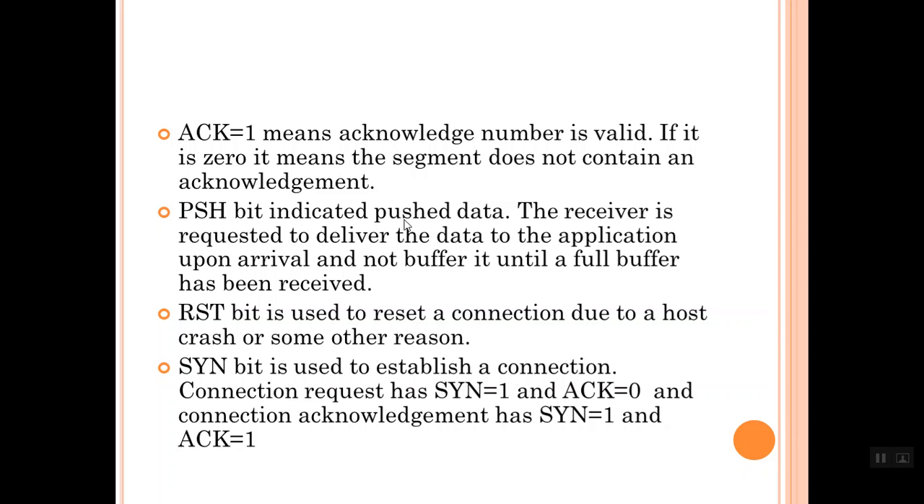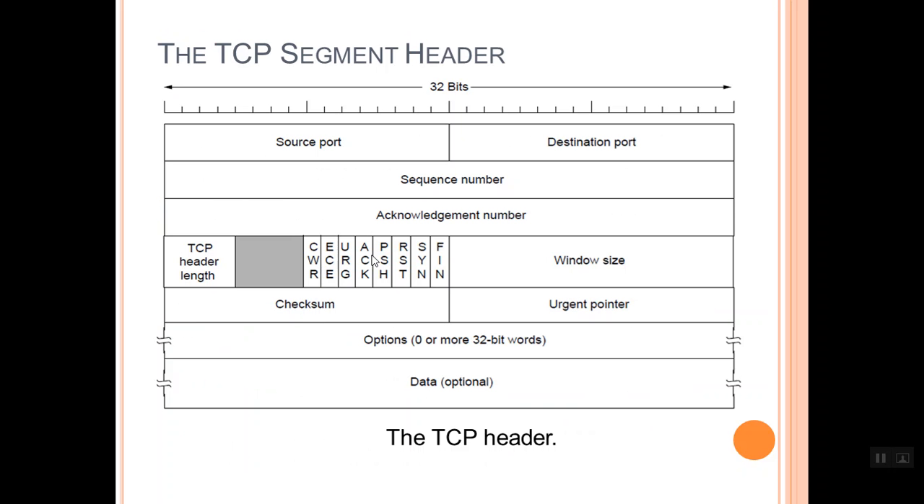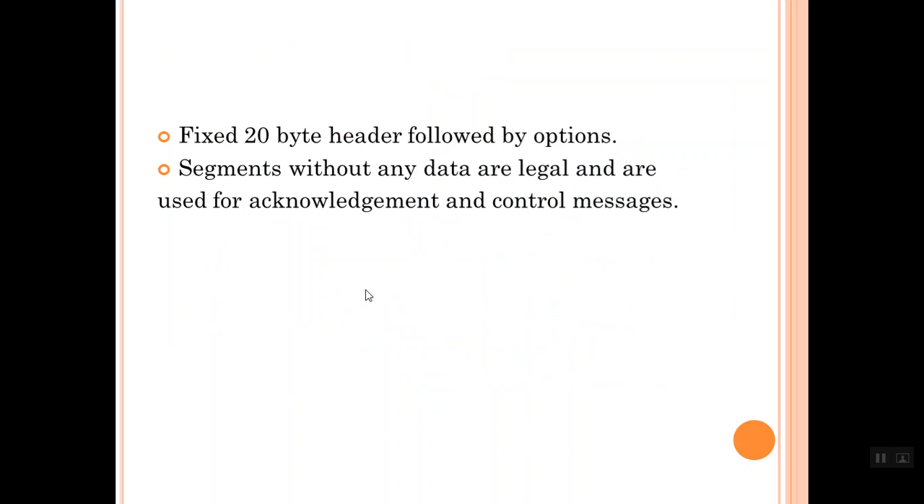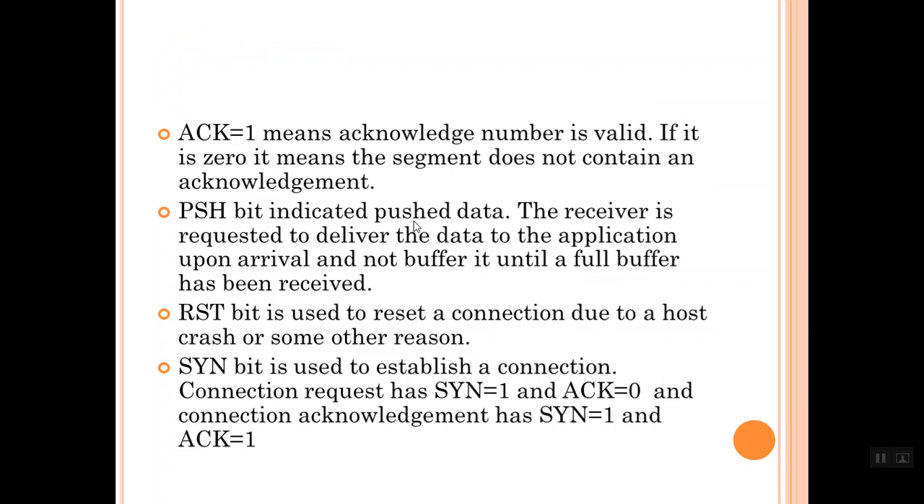Then the PSH bit indicates pushed data. Next is the PSH bit. What is PSH? We will describe PSH, RST, SYN, FIN. What is the use of PSH? The PSH bit indicates pushed data. If the PSH bit is 1, then the receiver is requested to deliver the data to the application upon arrival and not to buffer it.